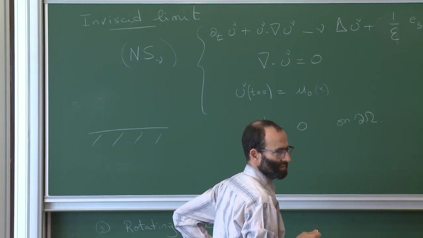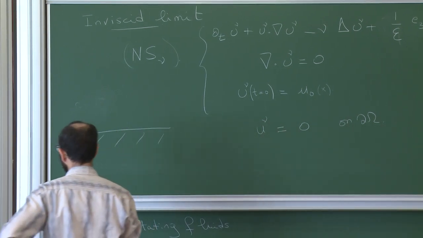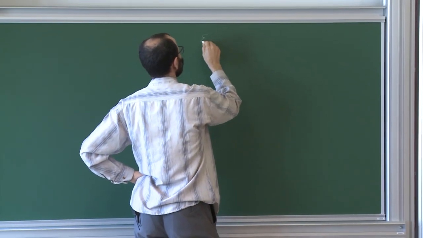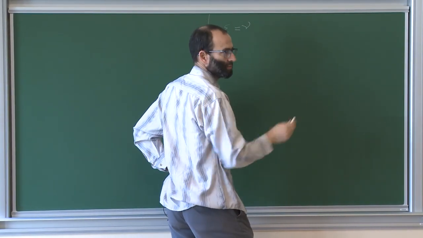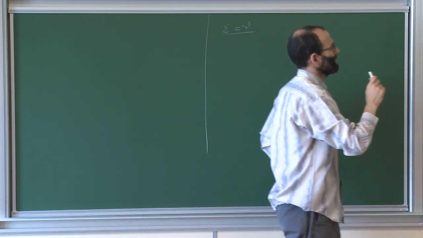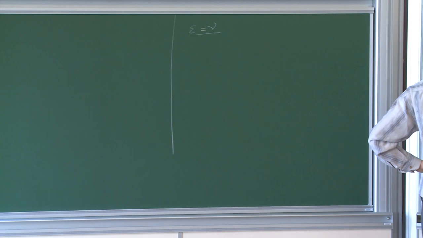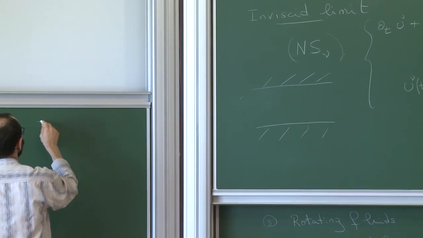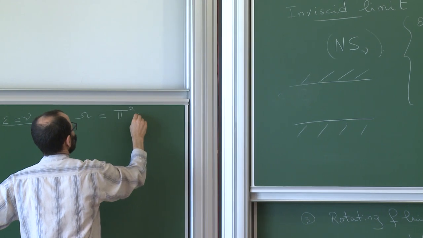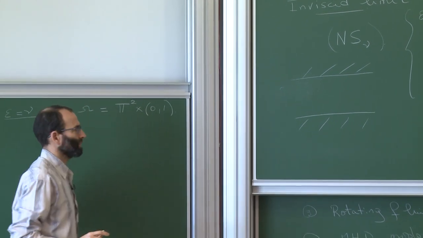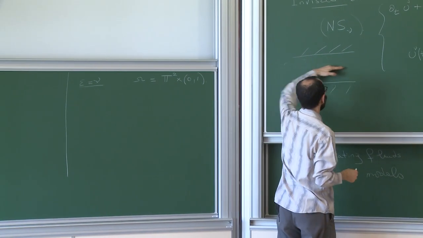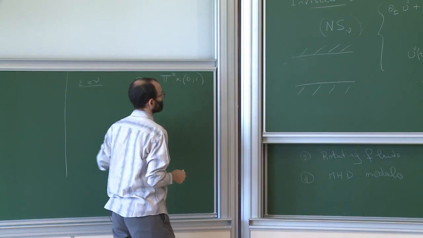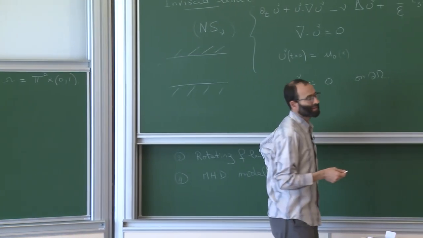It's not epsilon. So actually I have a theorem from '98 exactly also, where epsilon is equal to nu. You take in that problem exactly, you take epsilon equal nu. Usually when we look at that problem, we look at it between two plates. So the domain omega will be the torus times (0,1), let's say. Okay, so it's periodic in these directions, in x and y, and in z it is between 0 and 1. You take this, then you can study the limit.